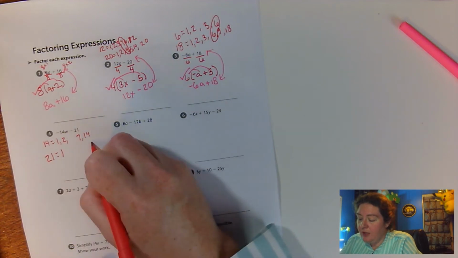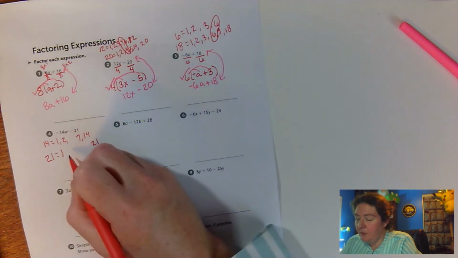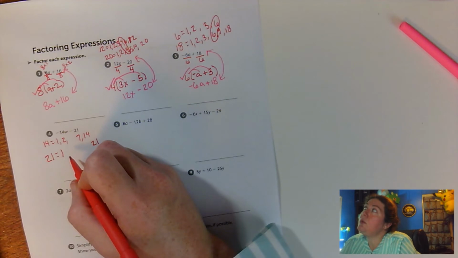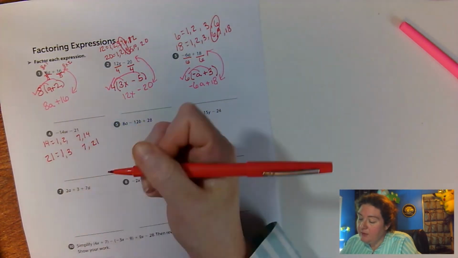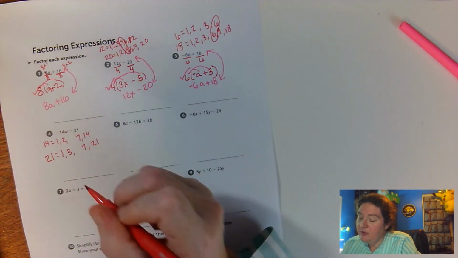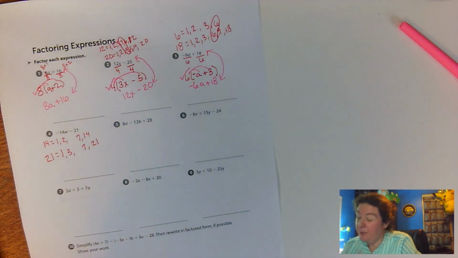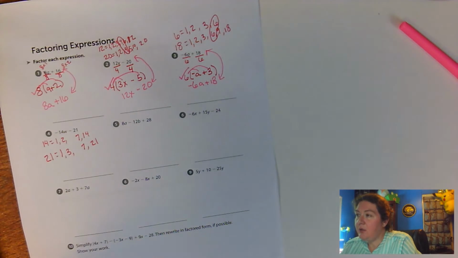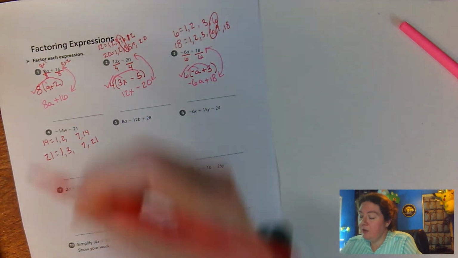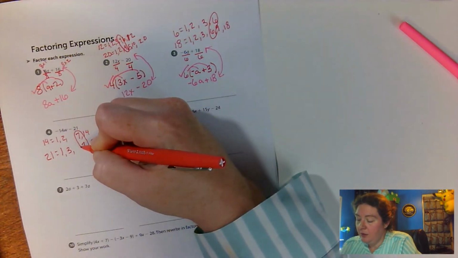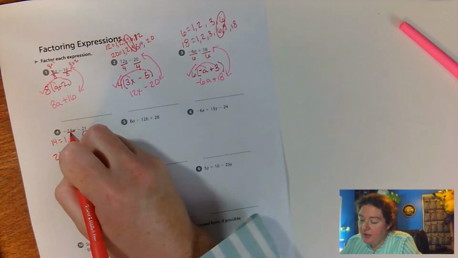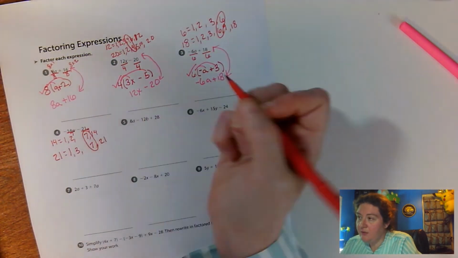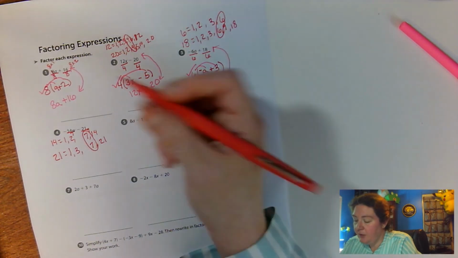1 times 21, 2, no, oh, 3 times 7. There is no 4, 5, or 6 because I know my multiplication tables. I'm looking for the largest number these two have in common, and that is a 7. So I'm going to divide these by 7.